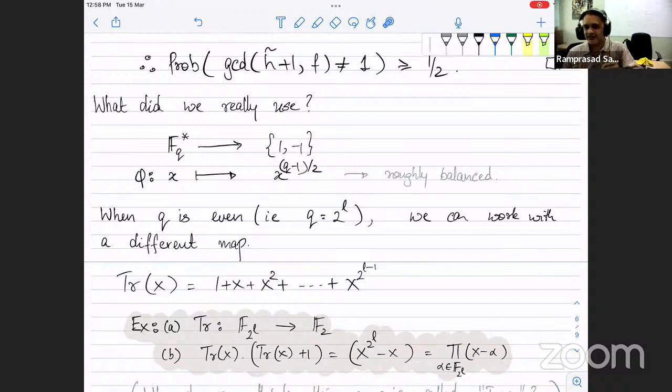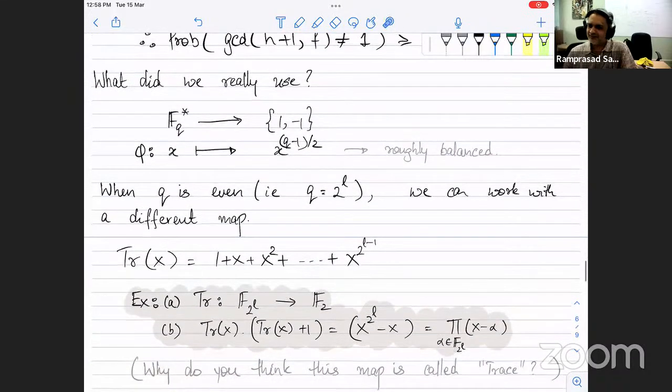In fact, part A follows from part B. So part B basically says anything that I substitute from F2 to the L, the right hand side is 0. So which basically means either trace of x must be equal to 0 or trace of x plus 1 must be equal to 0. Which means the image is always either 0 or 1. And in fact, just by counting the degrees, etc., it will tell you half of them map to 0 and half of them map to 1. And you can think about why this map is called trace. I mean, clearly there must be something that you're taking a trace of. And yeah, there's a good reason for it to be called trace.